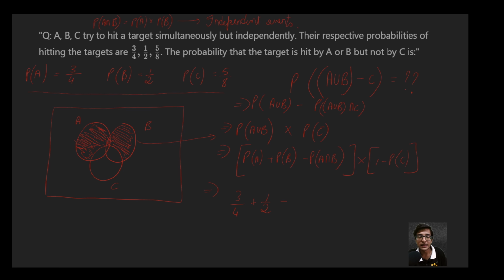So here we can see that the events are independent. They have mentioned it here. So from here we get this to be 3 by 4 into 1 by 2, and this is multiplied by 1 minus P(C), so 1 minus 5 by 8. So what do we get our answer to be? It comes out to be 21 by 64.